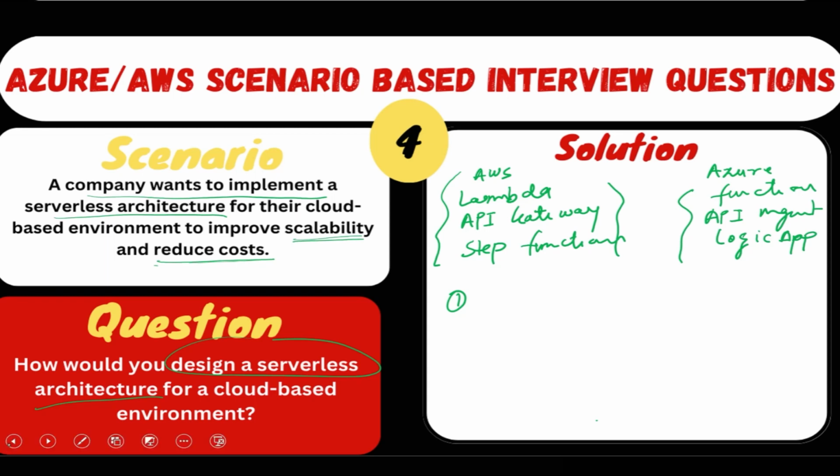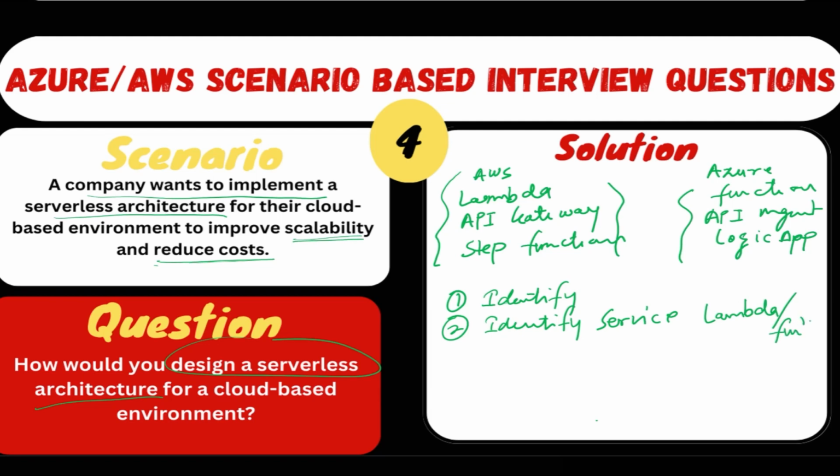In the first step, to design a serverless architecture, we need to identify the company-specific requirements. Then we will identify the appropriate service to use. If our platform is AWS, then we will go for AWS Lambda. If our environment is Azure, then we will use Azure Functions. Why will we use these functions? To build and deploy serverless applications. Once we build and deploy our serverless function, we will need a service called AWS API Gateway or Azure API Management to manage API requests and ensure secure access to the application.